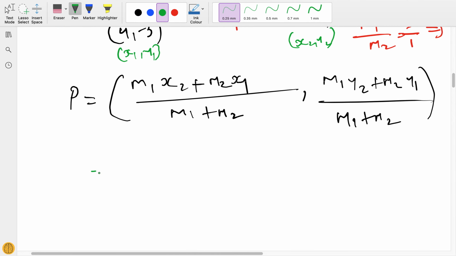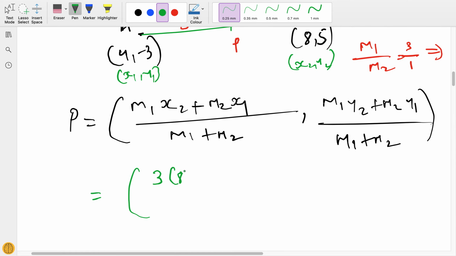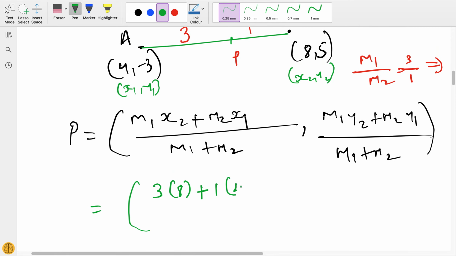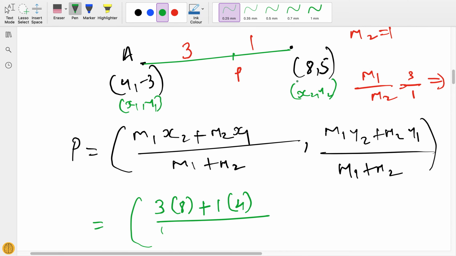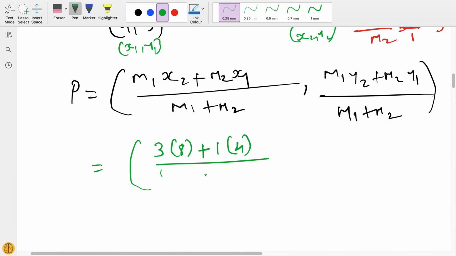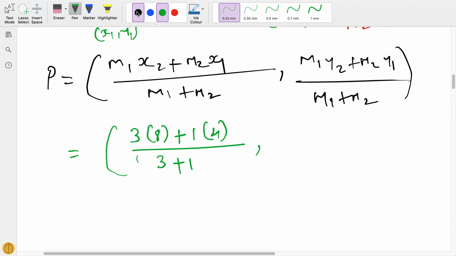The values: m1 is 3, x2 is 8, m2 is 1, and x1 is 4. See, x1 is 4 and x2 is 8. So x2 is 8 and m1 plus m2 is equal to 3 plus 1. Do let me know please if you have any doubts.